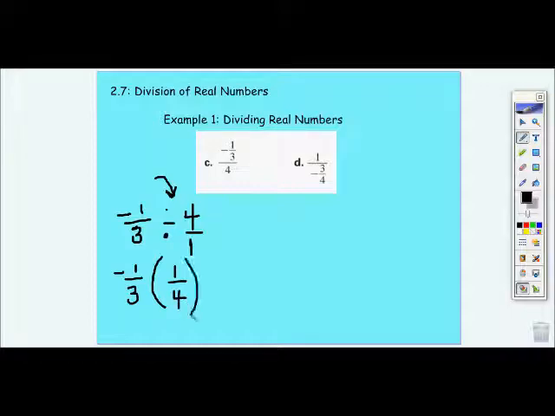1/4. Now I have a negative and a positive, so my answer is going to be negative. I can't do any reducing, and so I multiply the numerators, 1 times 1, and I multiply the denominators. My answer there would be a -1/12.